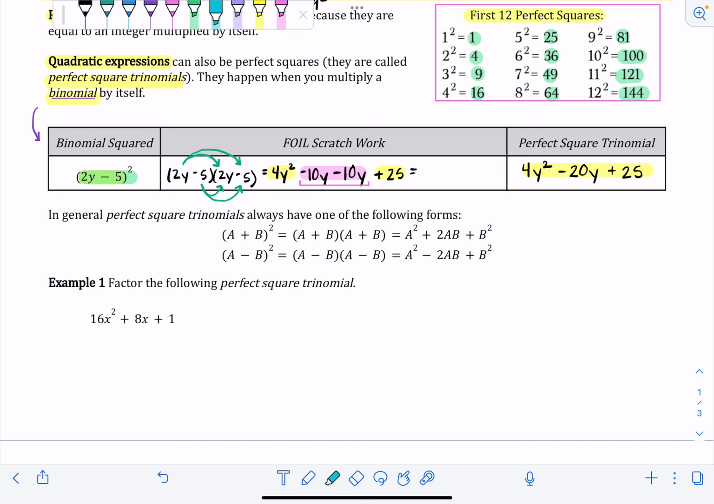The plus version is (a plus b) squared, and what that means is I have to take a plus b and multiply it by itself. A and B will be different terms depending on the problem, but this is our very general formula. When we FOIL it, we get a squared plus 2ab plus b squared. And for (a minus b) squared, that is a minus b times a minus b itself. Once we FOIL it, we end up with a squared minus 2ab plus b squared.